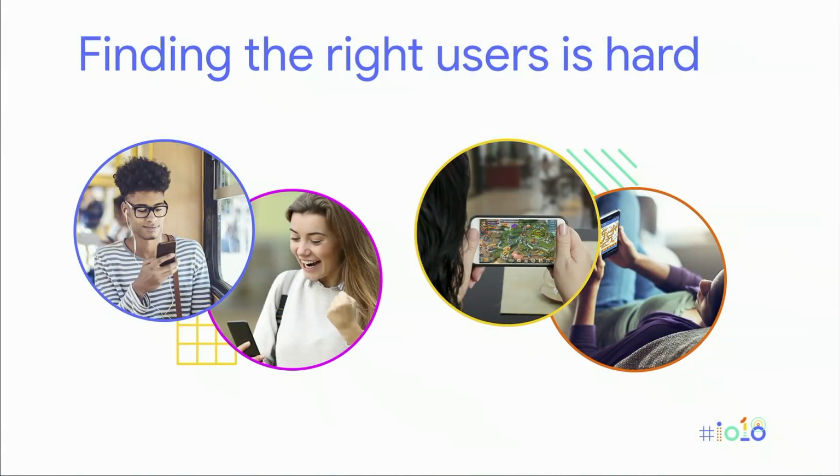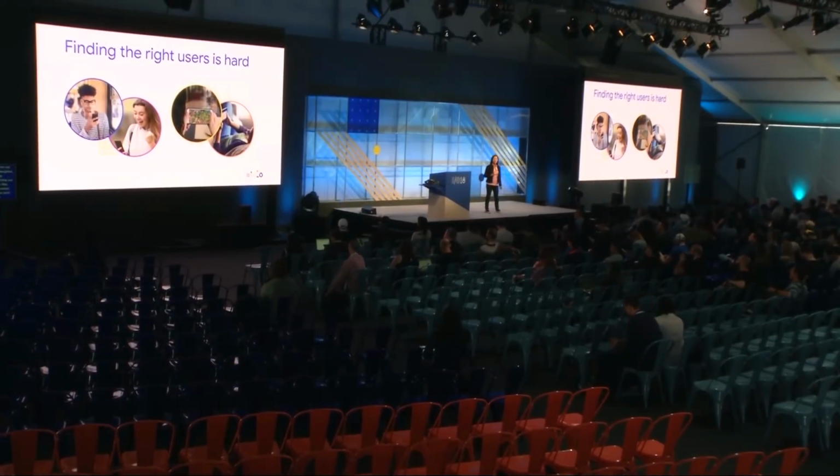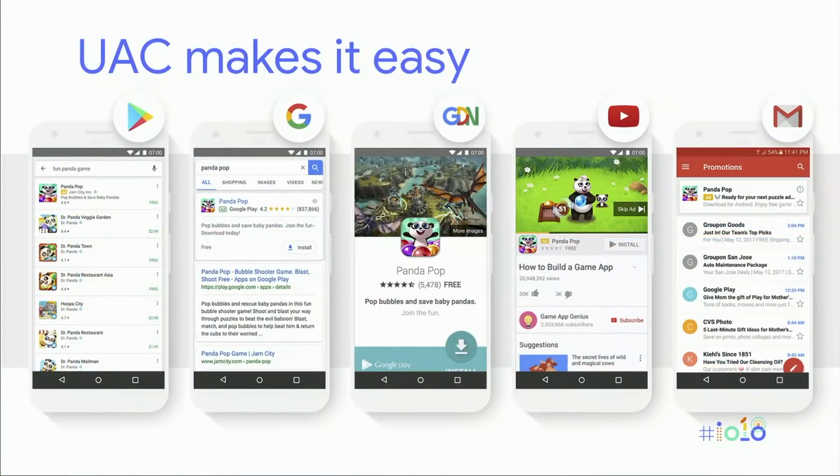And this is what makes app promotion really hard. You're fishing for the right users who want to use your services. So to help make user acquisition easier and more effective for you, we built a product called Universal App Campaigns, or UAC. Now, what is UAC? Very simply, it's an ads product, and it helps you find the right user for your app across multiple billion user surfaces, including Google Search, the Google Play Store, YouTube, and over 3 million sites and apps across the Google Display Network.